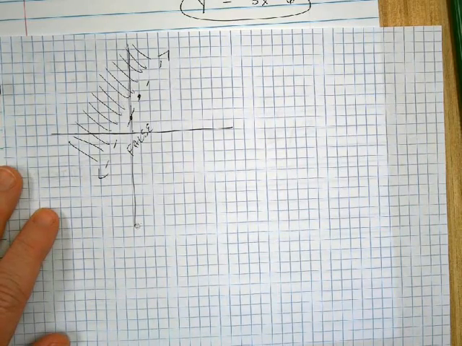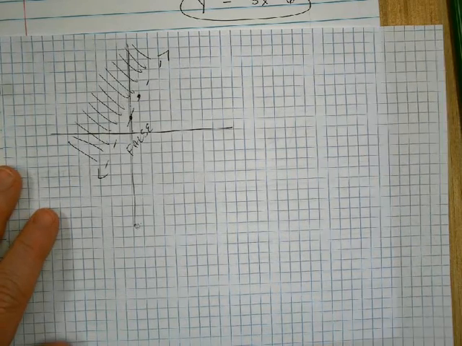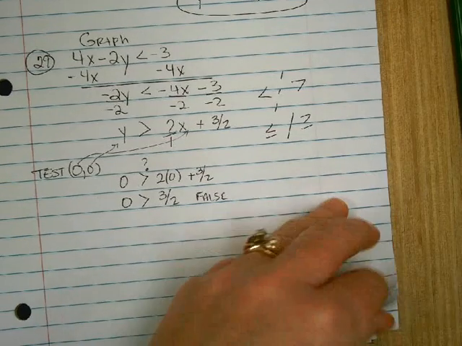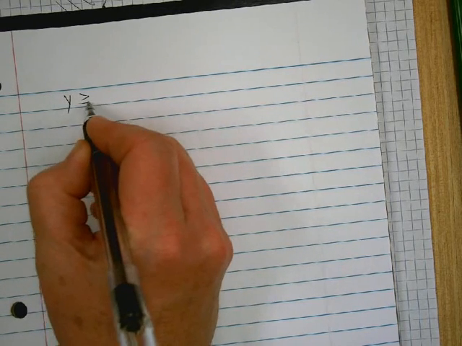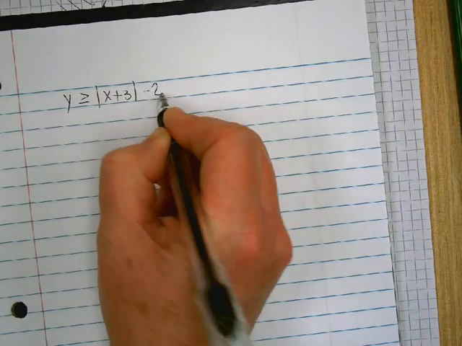Okay? Everybody with me there? Can you put this in your calculator? If you have the inequals app? Yes, you can. Number 30. Y is greater than or equal to absolute value of x plus 3 minus 2. Let's do this one in our calculator.